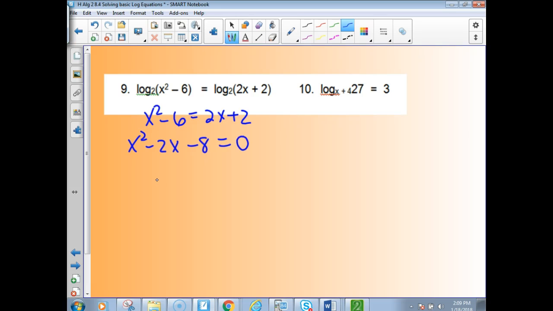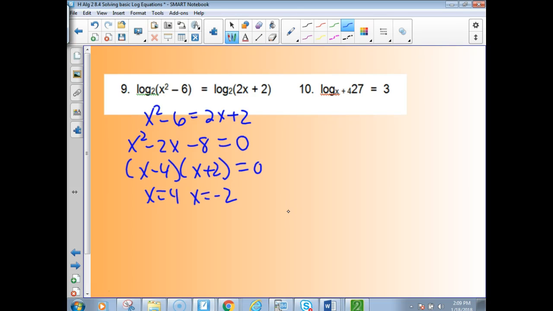Get it set to 0, people. It's a quadratic. So how are we going to solve it if we can? The easiest way to solve it is factoring, unless you can't factor it, then you move on to the quadratic formula or completing the square. All right, I'm going to do factoring. That's x minus 4 times x plus 2. All right, so we get two solutions, x is 4 and x is negative 2.